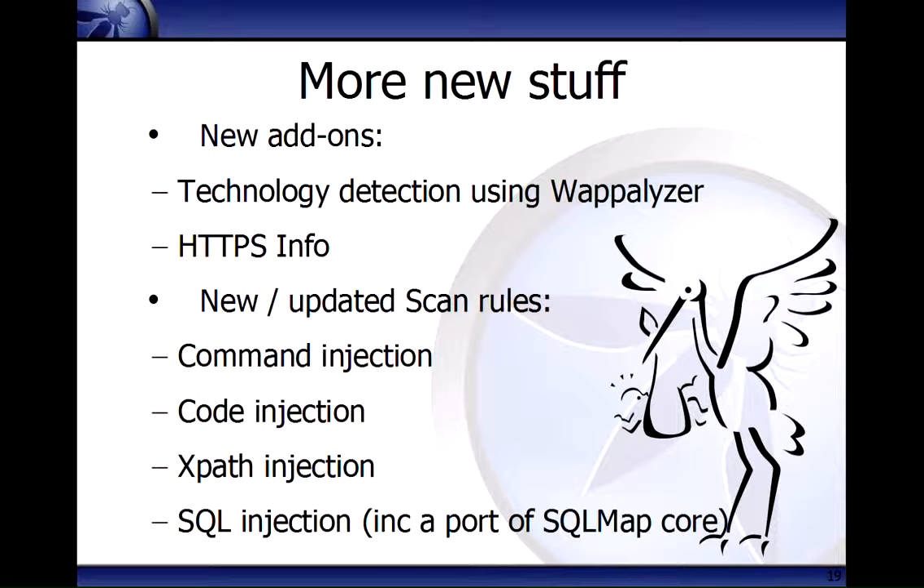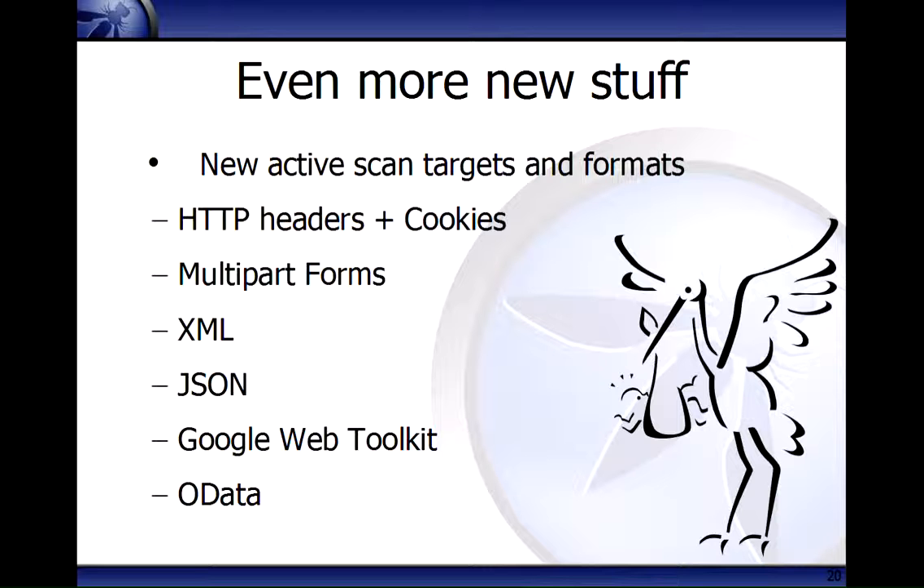We've got an HTTPS info plugin add-on, so you can actually analyze the certificates, check for BEAST and CRIME vulnerabilities. We've got new or updated scan rules, so command injection, code injection, XPath injection, some new SQL injection rules, which actually use a port of the SQLMap core, so very powerful there. And we actually support new targets, so you can attack headers, cookies, multi-part forms. And we now understand XML, JSON, GWT, OData. So we've actually got more support than a lot of commercial tools have, which is really great.